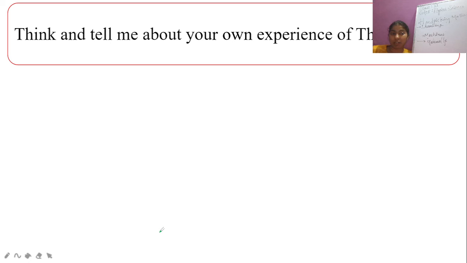Now students, you have to tell me the types of threshing. Write down your answer in the comment box. Yes, first is manual, right? And second is by machines.